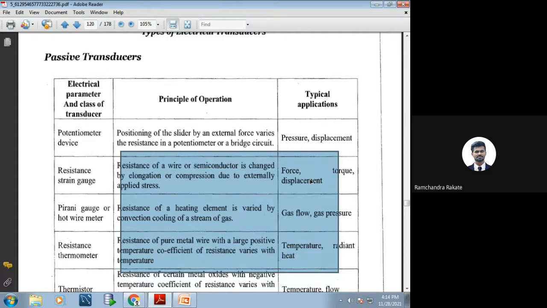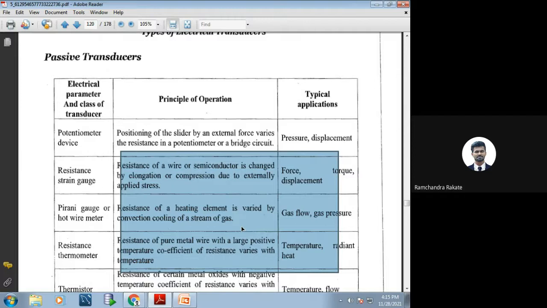Now what's our role in an instrumentation system? The primary sensing element or the input device. The input device may consist of your primary sensing element and a transducer. So for example, in case of pressure measurement, the Bourdon tube is the primary sensing element. You're correct. So this Bourdon tube will convert pressure into displacement, and the displacement is converted into the electrical signal by the transducer, that is the LVDT. Have you understood what I'm saying?